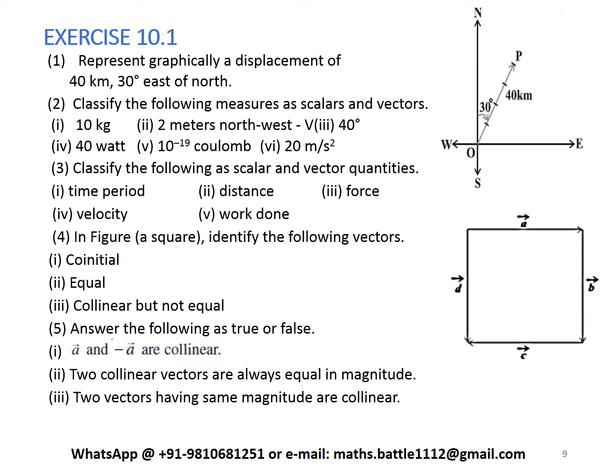Two vectors having the same magnitude are collinear. This is also not correct because all of these four vectors have the same magnitude, because the lengths are the same, but they are not collinear. Two collinear vectors having the same magnitude are equal. This is also not true because vector A and 2A are collinear but have different magnitudes.